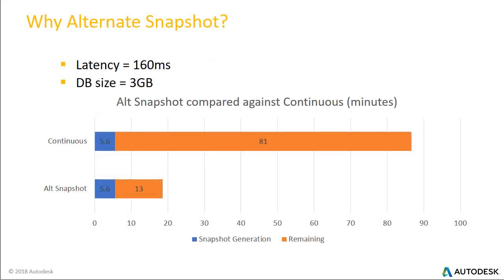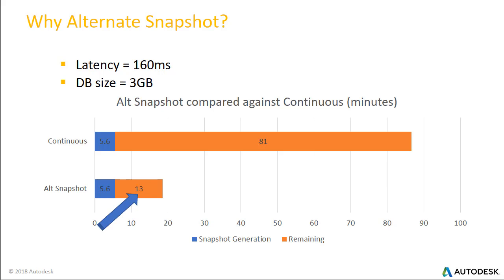So why use the snapshot? In some rudimentary testing that I've done, where I've taken a 3 GB database and set the latency to be about 160 milliseconds, which is quite bad, when I was using the continuous method, which is the default out of the box method to deliver the snapshot, the consumption of that snapshot took 81 minutes. And using the alternate snapshot method, it took me 13 minutes.